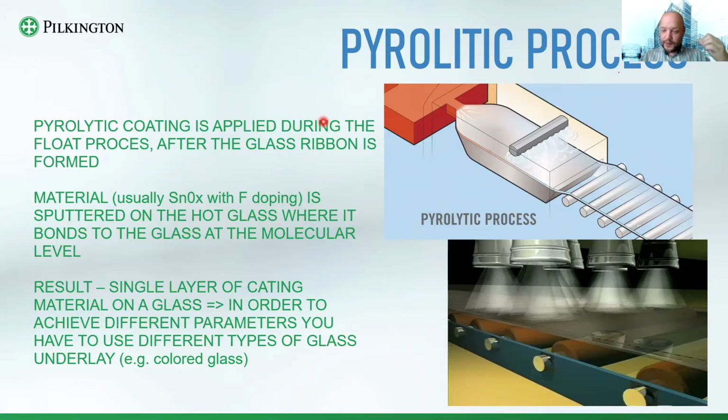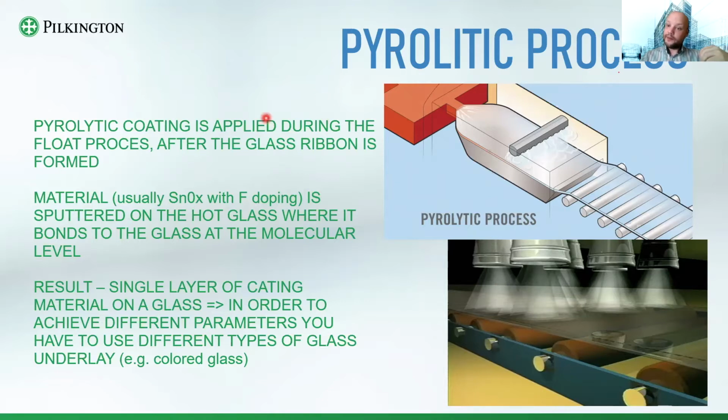So what do I mean? If, for example, we want to have different parameters or a different look of the glass, in the case of the pyrolytic process, we have to sputter the same coating, but on glass of a different color. That is why we may have blue, bronze, green glass with one coating. So the color and the characteristics we are getting by changing the underlayer type, the glass type. And that really does not allow us a great amount of flexibility in terms of production.